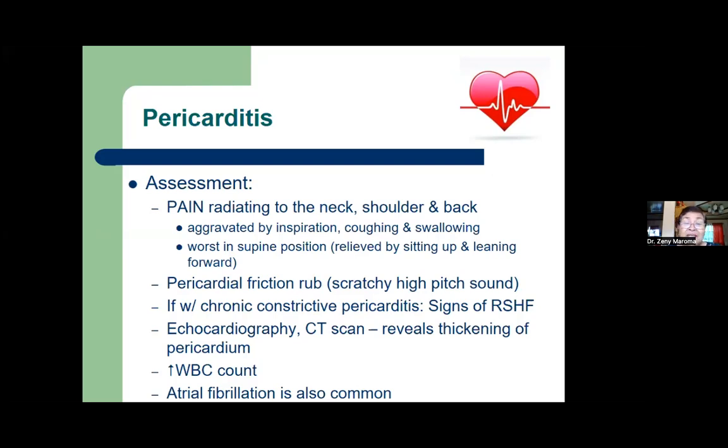Paano diagnosis? Echocardiogram, CT scan will reveal thickening of the pericardium because there's inflammation. If infection kung microorganism, then there'll be increase in WBC count. There'll be leukocytosis because it will stimulate the cellular response to do phagocytosis. And atrial fibrillation is also common. So mahihirapan si atria to pump blood going to the ventricles.